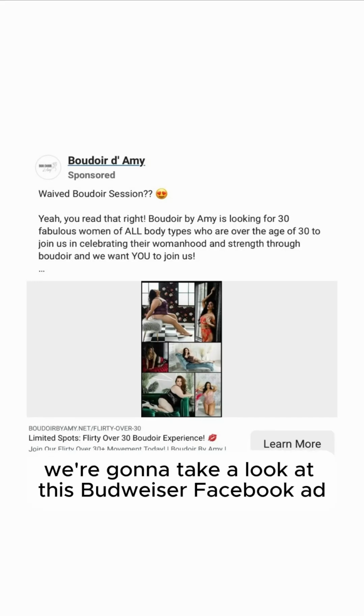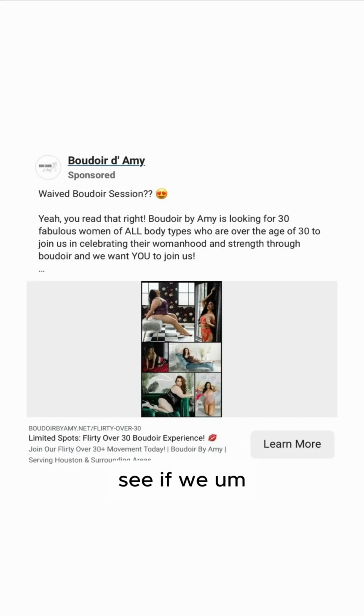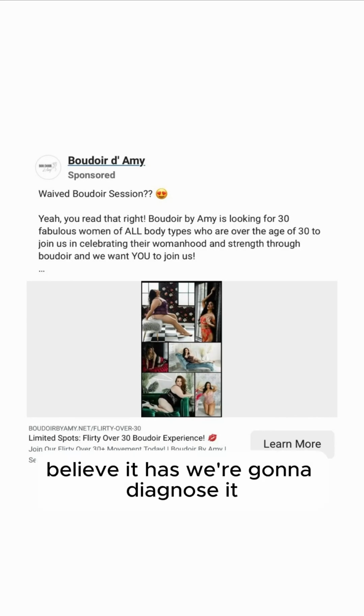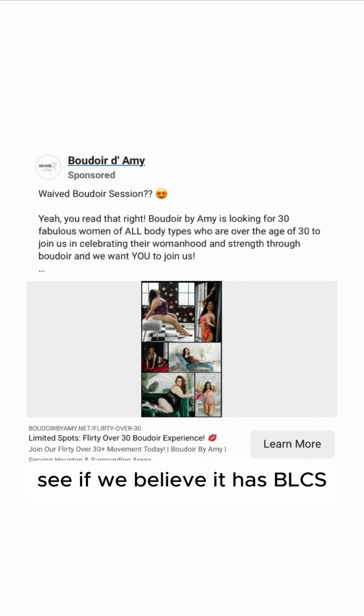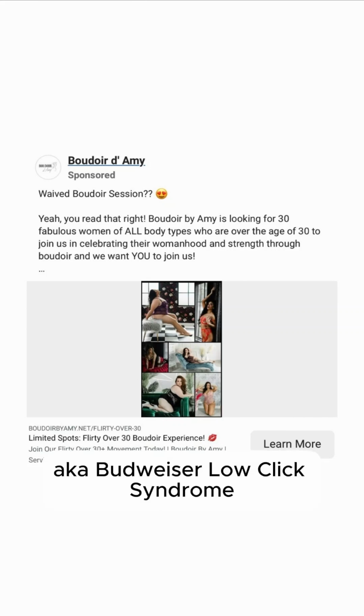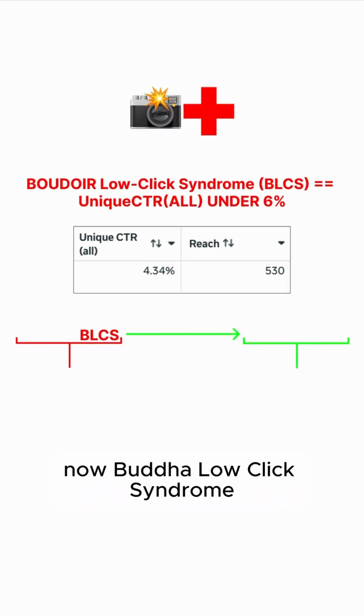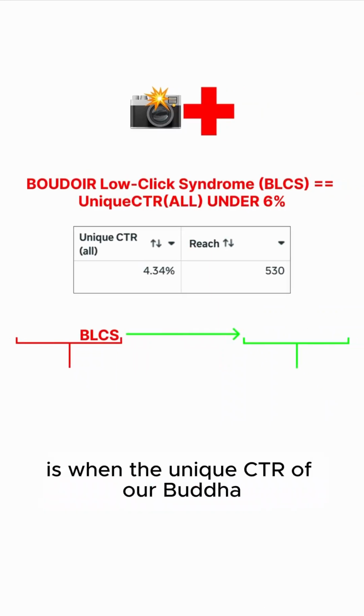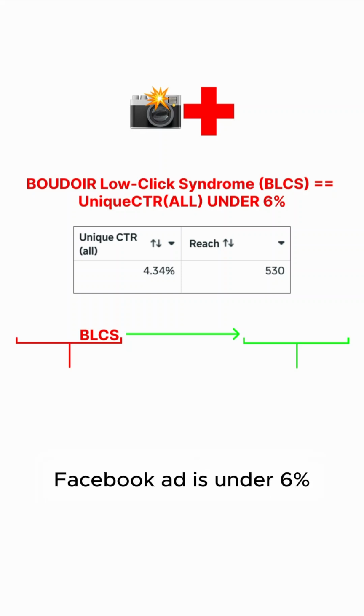All right, y'all, we're going to take a look at this Boudoir Facebook ad, diagnose it, and see if we believe it has BLCS, aka Boudoir low click syndrome. Now, Boudoir low click syndrome is when the unique CTR of our Boudoir Facebook ad is under 6%.